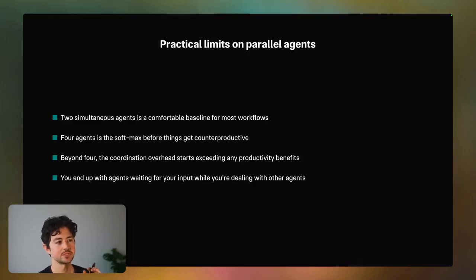Another thing I wanted to mention was practical limits on parallel agents. I find that in practice, 2 simultaneous agents is probably the average baseline that I like sticking at. 4 agents is what I consider to be my soft max before things start getting counterproductive. It seems really cool when you have a million tabs open and all these agents are working on things. You feel like a superpower, right? But you're not actually being productive. You're just feeling productive.